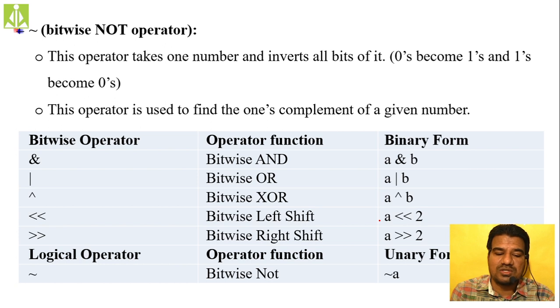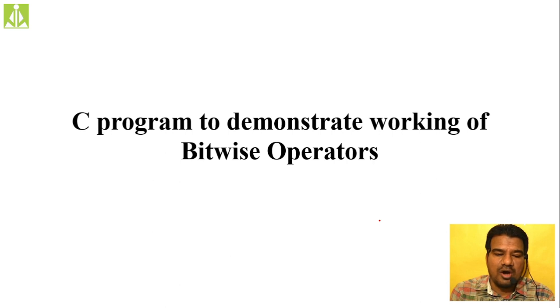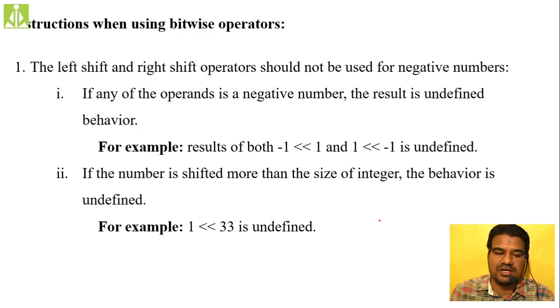So bitwise NOT also we discussed, and this table you have to remember: A, B, bitwise AND, bitwise OR, bitwise XOR, bitwise NOT, how it will change the bits. Left shift, right shift, you have to remember on your own. All bitwise operators I have demonstrated as well. Bitwise AND, bitwise OR, XOR, NOT, left shift, right shift, all these operators we have demonstrated.